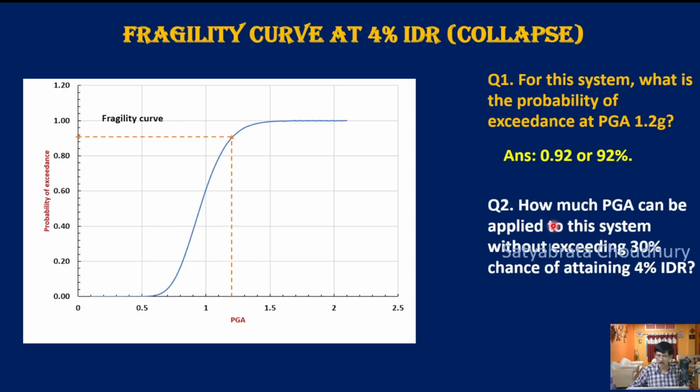Let us take another question. How much PGA can be applied to this system without exceeding 30% chance of attaining 4% IDR? Is it clear? Our IDR is 4%, which is almost collapse. So the probability of attaining that state of 4% IDR is 30%. So what PGA can attain this condition? That is the question. So let us come here. Our probability of exceedance is 30%, so the 0.3 value is here. From here we draw a horizontal line, then we draw a vertical line, it meets the PGA axis, and the value is 0.6 G here. So a 0.6 G PGA will produce 30% probability of exceedance for 4% IDR or collapse condition.